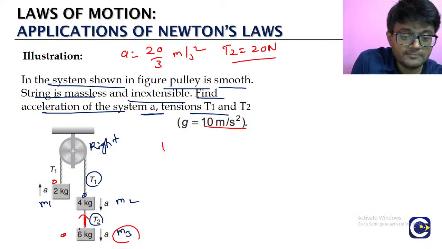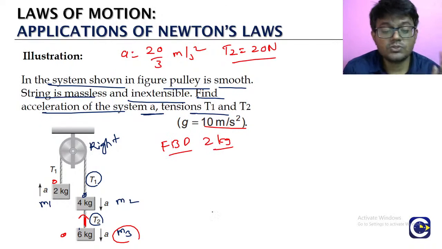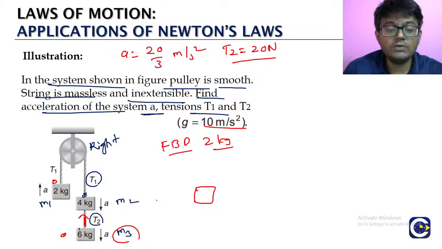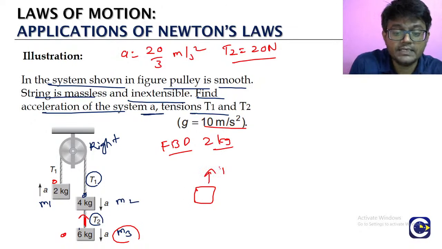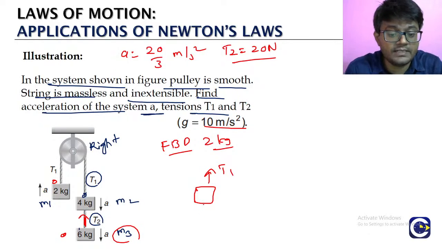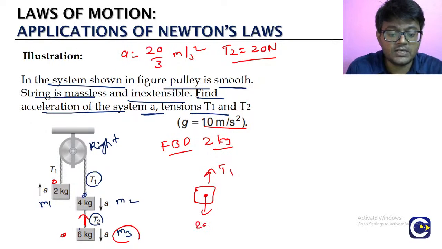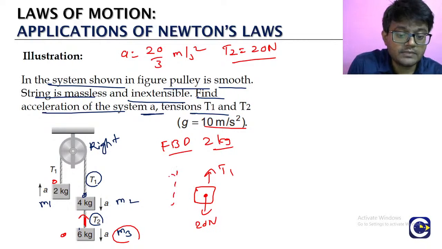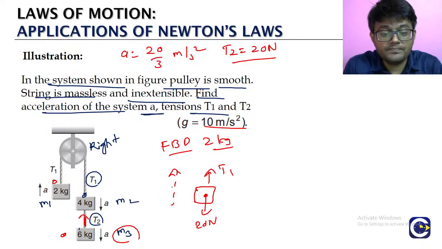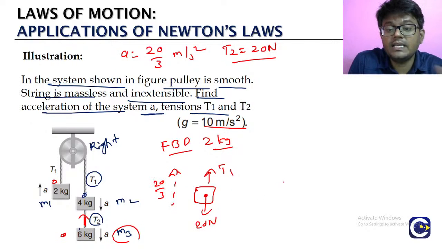Now I'll go for the 2 kg, because 2 kg also has got only one tension force acting on it. What is it? T1 up. Already I got T2. Now I'm going to get T1. Look at this. On 2 kg there will be weight acting on it. What is that weight? 2 into 10, which is 20 newtons. Because of both the forces, how is it moving? It is moving up with an acceleration of A, which is 20 by 3.